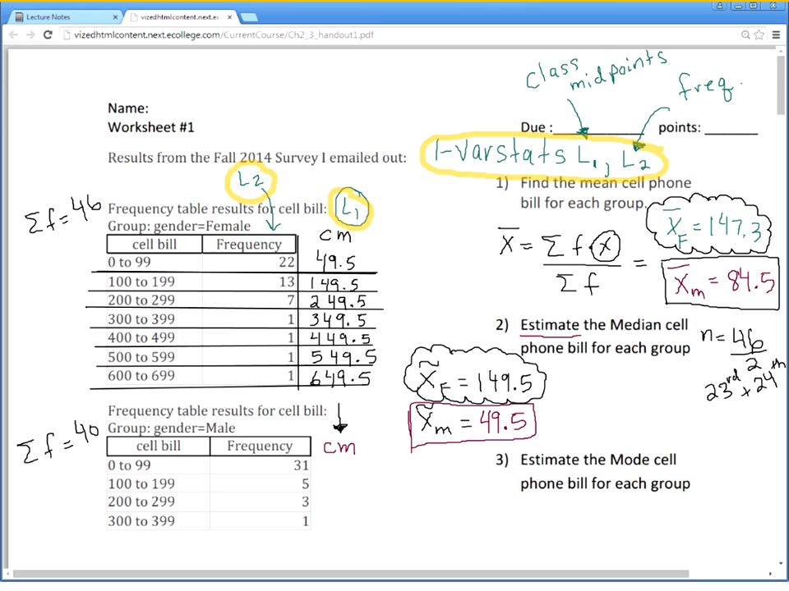Okay, look at the female group. This only goes up to the 22nd. So is the median located in the first class if that only goes up to the 22nd data value? Keep in mind that these are already ordered from the smallest to the largest. So it's not in the first class, right? Because that only goes to this 22nd. So in order to find the 23rd and the 24th, you're going to have to move to the next class.